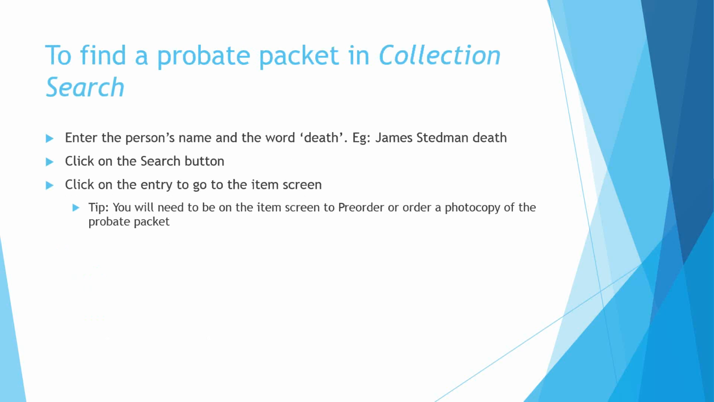Now, to find a probate packet in collection search, we're just going to have a little example of how to do that. So we suggest entering the person's name and the word death. So in this example, James Stedman death, click on the search button and then click on the entry to go to your search screen. So we'll have a look at that now, just to show you.